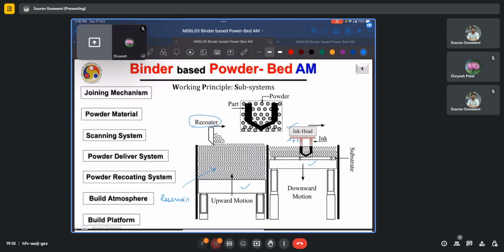The build atmosphere for these binder based powder bed AM processes is usually open atmosphere. There is no atmospheric control that we exercise, and the pressures are atmospheric. There is no vacuum either.